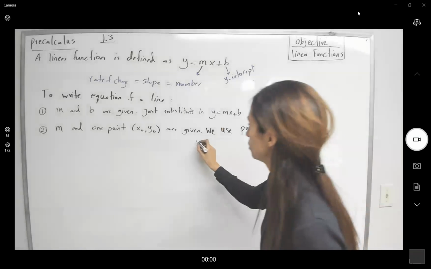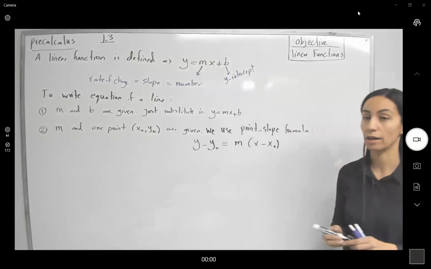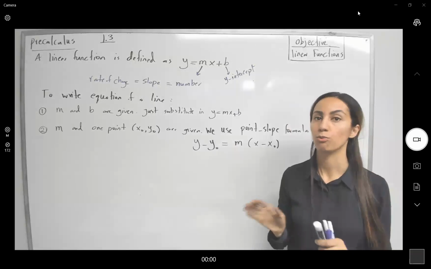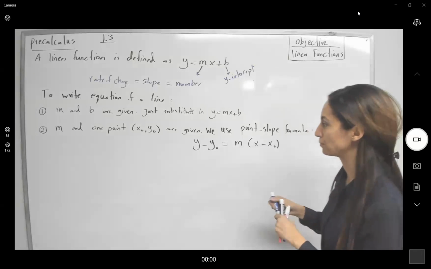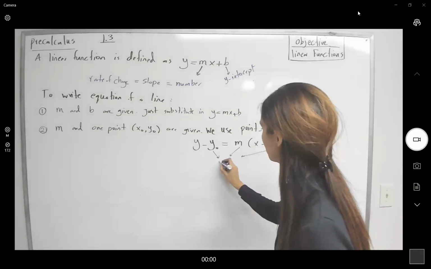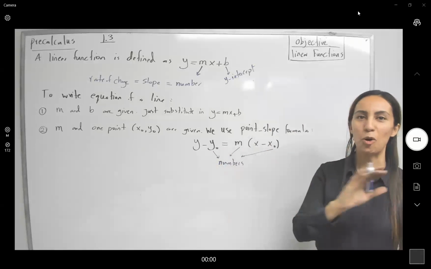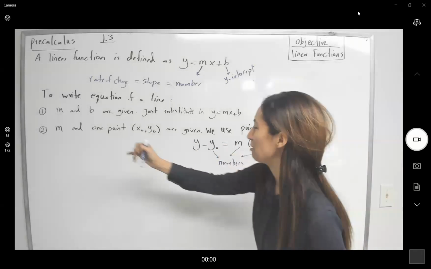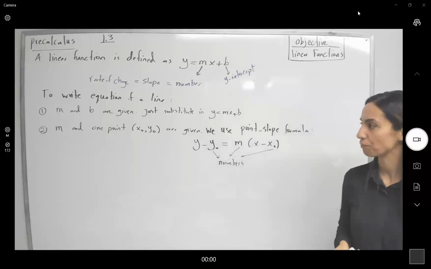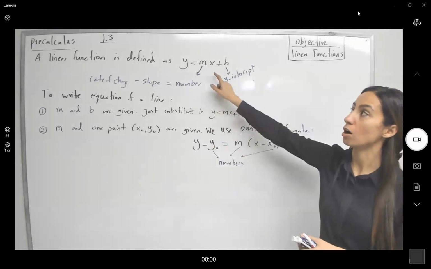What is that? You have y minus y sub 0 equals m times x minus x sub 0. y and x are variables. We do not replace anything there. However, y sub 0, m, and x sub 0 are all numbers. Again, we do not change y and x. We only replace m by the given m, x sub 0 by the given x sub 0, and y sub 0 by the given y sub 0. This is the second situation that you might encounter when you're writing the equation of a line.